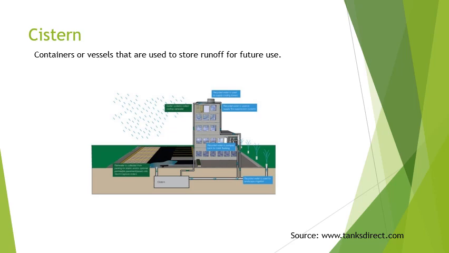Cisterns are containers or vessels that are used to store runoff for future use. Cisterns were modeled in cases where green roofs were not feasible or where it is necessary to include additional storage volume to meet the goal of on-site rainfall runoff capture.